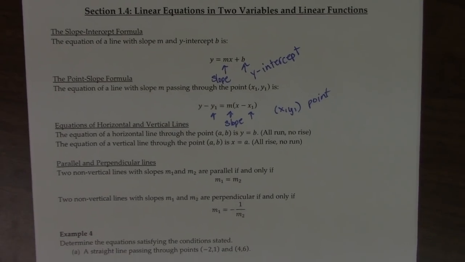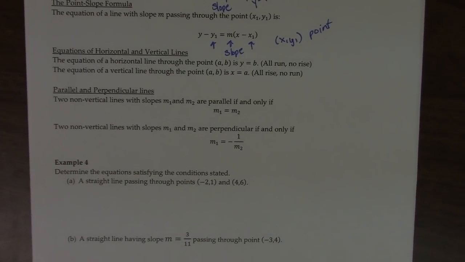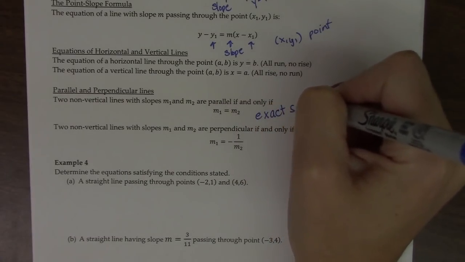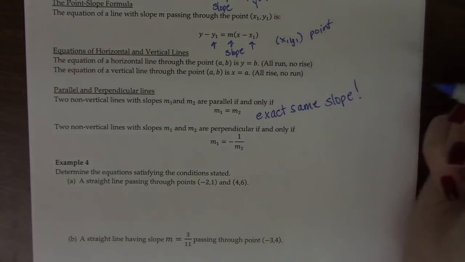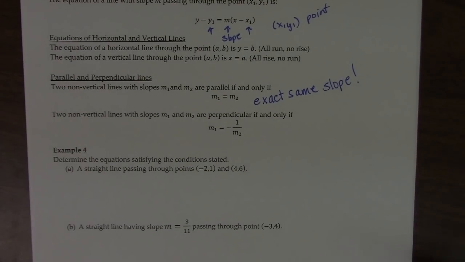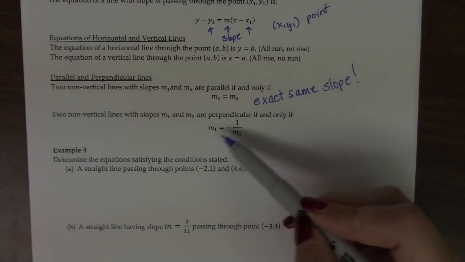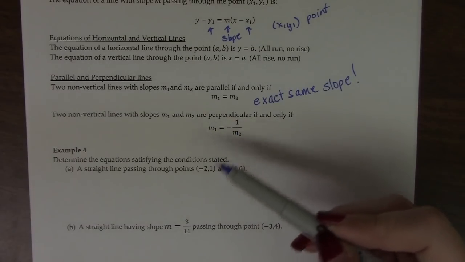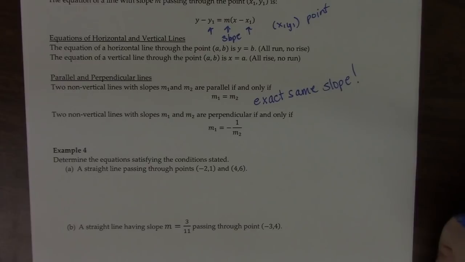Parallel and perpendicular lines. Parallel lines have the exact same slope. Okay, so if we have a line with slope 2 and another line with slope -2, those lines are not parallel. So it's not just the number that matters, it's also the sign in front of the number. If we have perpendicular lines, that means they form a 90-degree angle, and the slopes are related by the fact that they are negative reciprocals of each other. So you take the original slope, flip it, and multiply it by -1, and that's how we get our perpendicular slope.